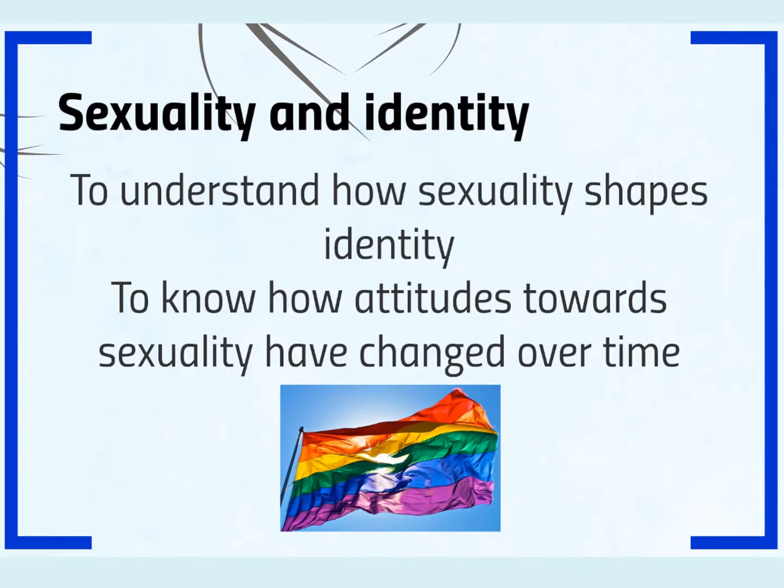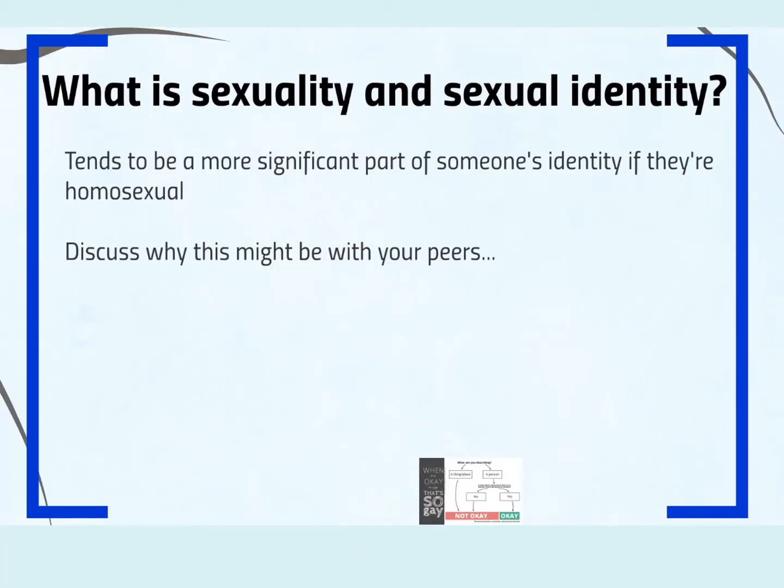In this lesson, we were looking at how sexuality can shape identity and how attitudes have changed over time. As with disability, you will find that sexuality won't seem like a key part of an individual's identity unless they aren't heterosexual. This opens up a discussion about heterosexuality being seen as the norm in society.